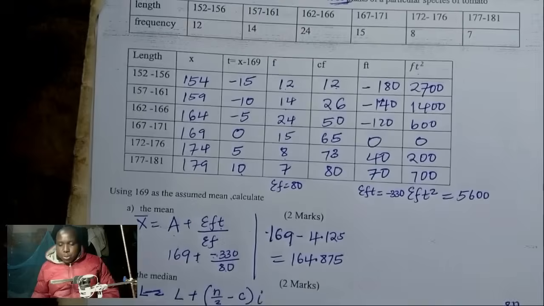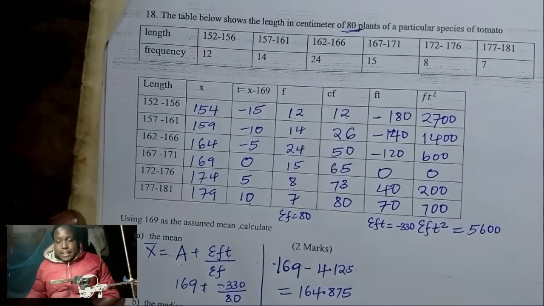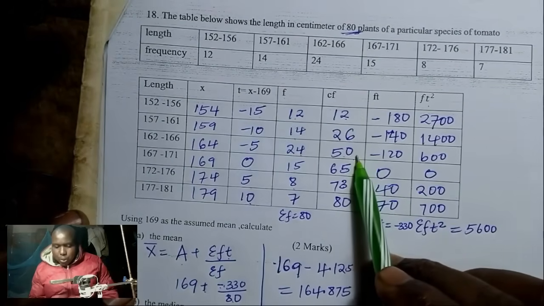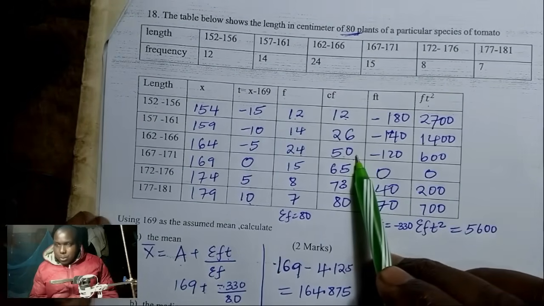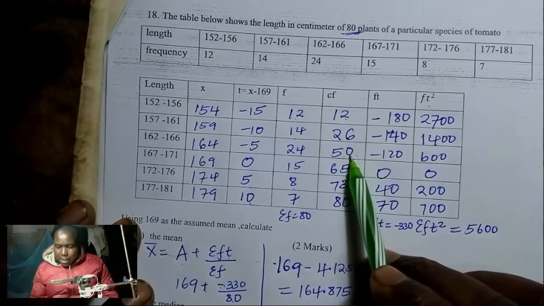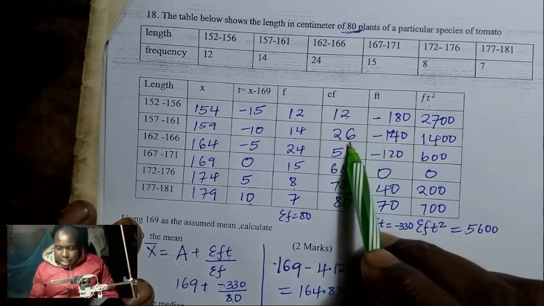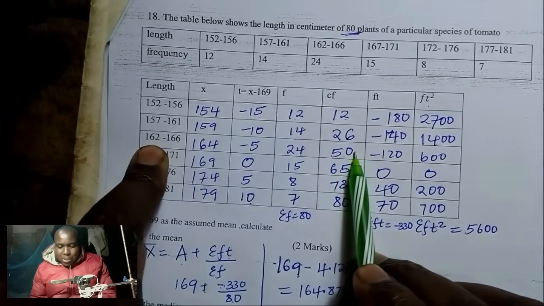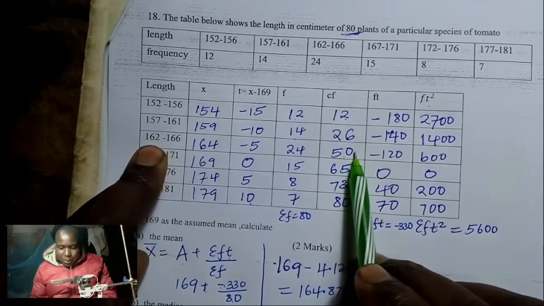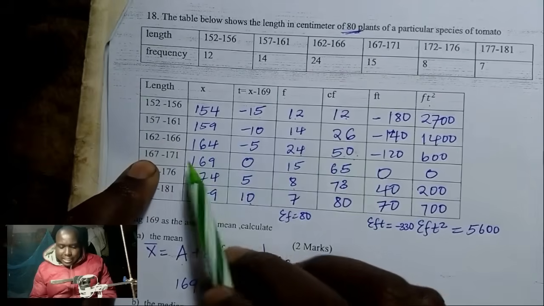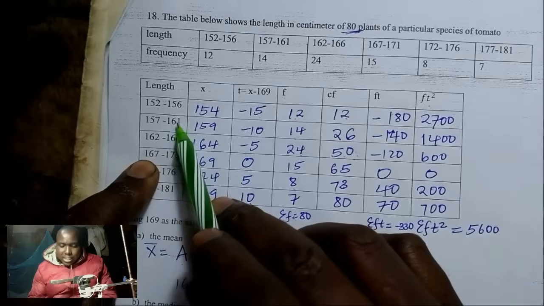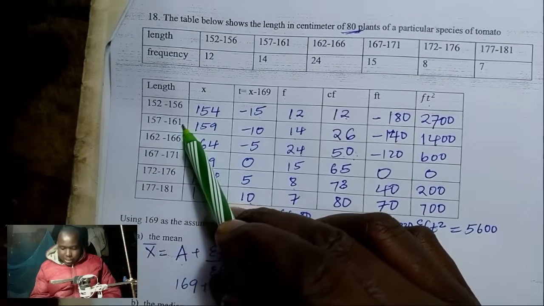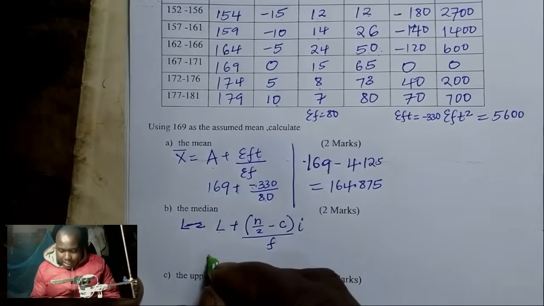So you come to the cumulative frequency, you check where we have the cumulative frequency 40. Now we don't have 40. You see that? Since we don't have 40, that means our median class lies where the cumulative frequency is between 40 and 50. So it is here. Our median class is 162 to 166. Then the lower limit in this median class is 161.5. So that's the lower limit. So that's our L.